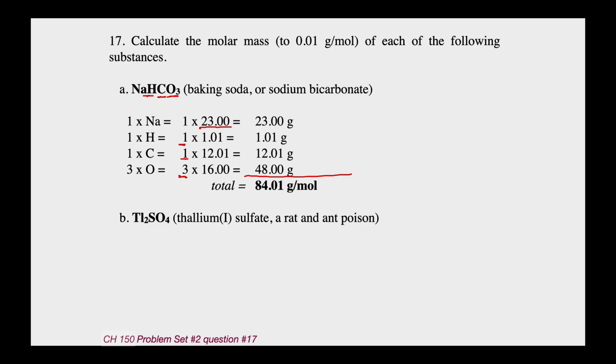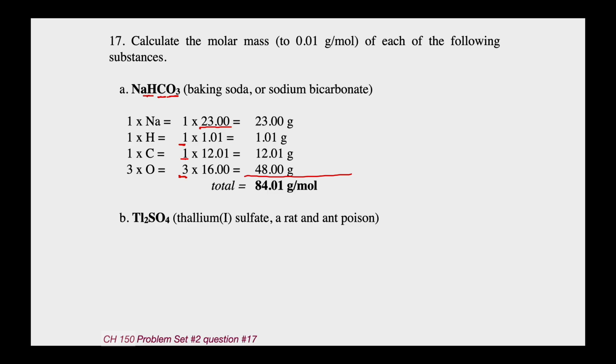The next compound, thallium-1 sulfate, it's a poison, all right? It's supposed to be for rats and ants, stuff like that, but sometimes there's some forensic studies. I believe they're using thallium-1 sulfate to figure it out. Nasty, nasty stuff. Anyway, same idea on this problem like you had on the last one.